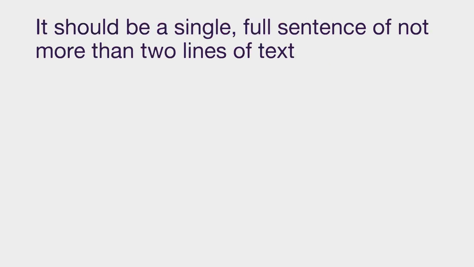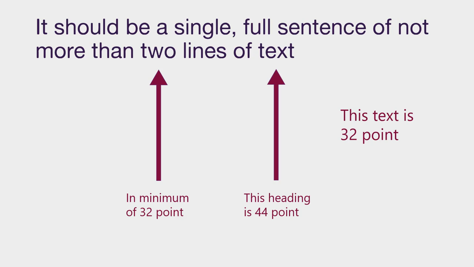Now your assertion, your title, should be a single full sentence of not more than 2 lines of text. Obviously how long that sentence is would depend very much on the size of the text you've got there, but it really should be a minimum of 32 point. The current title on this slide is actually 44 point, so it could be longer than this sentence. The text on the right is in 32 point, so you could see it's still a good readable size, but you could have a longer point if you needed it.